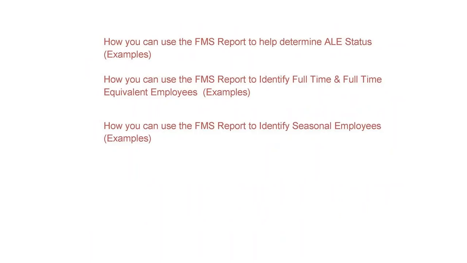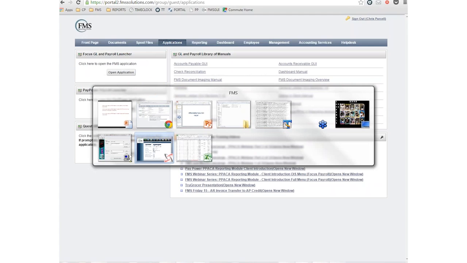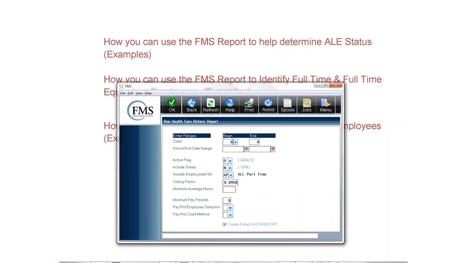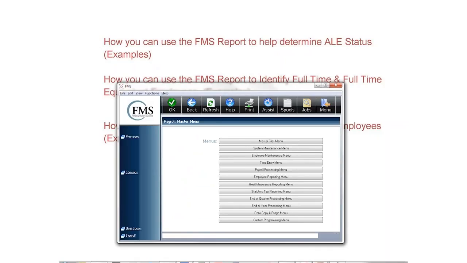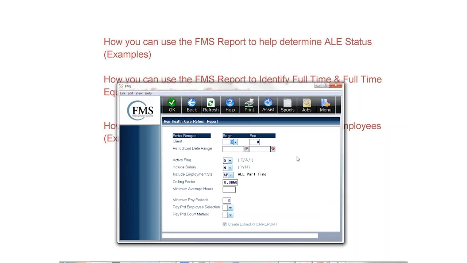Okay, so everything that I'm going to talk about with utilizing the FMS tools all revolves around our PPACA average hours report that we rolled out last year. This is accessed from the payroll employee reporting menu. So from the payroll main menu, you want to go to employee reporting, and down at the bottom there's healthcare reform report. I also like to call it the average hours, PPACA average hours report.